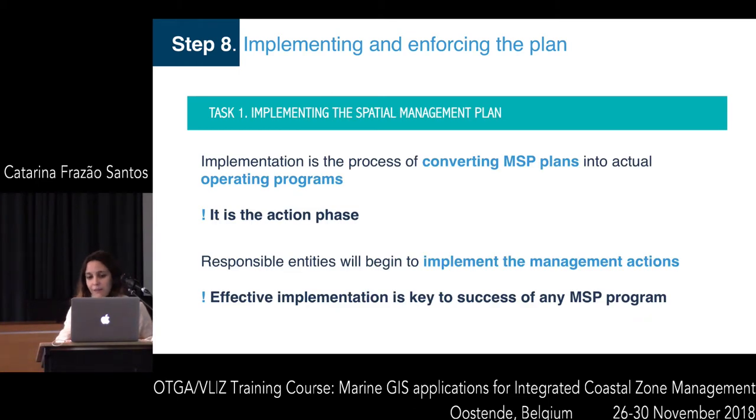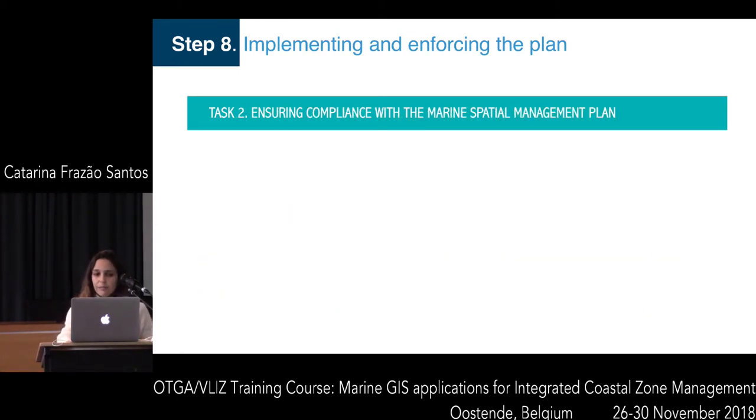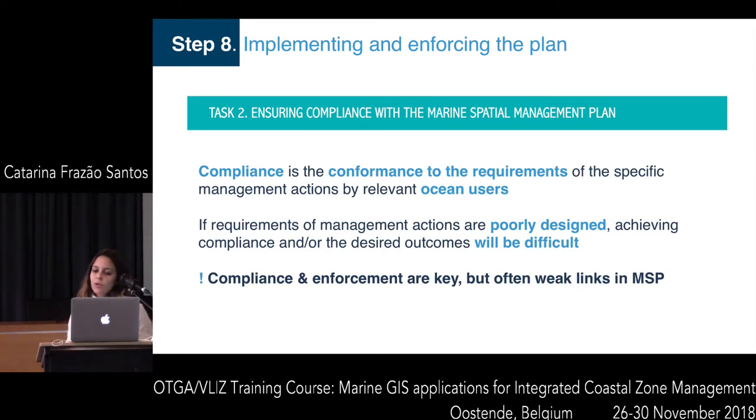After implementing the plan, or while implementing the actions, it's important to ensure compliance with the plan, with the actions. So is the conformance to the requirements of the specific management actions by relevant ocean users? It is important that ocean users act in accordance to such management actions. If they do not, the plan will not work. And it's important to take into account that if requirements of management actions are poorly designed, achieving compliance will be difficult. And this is why many times compliance and enforcement are key but often weak links in marine spatial planning.